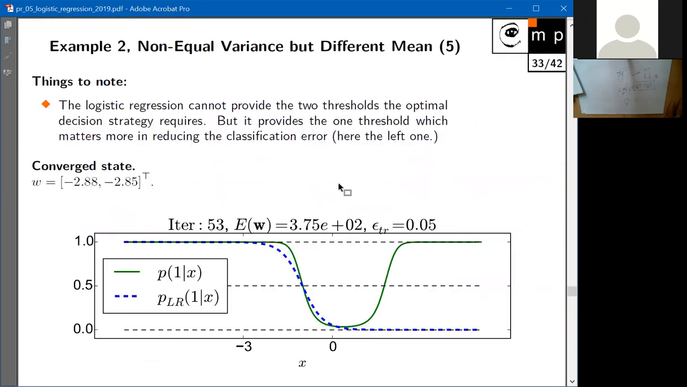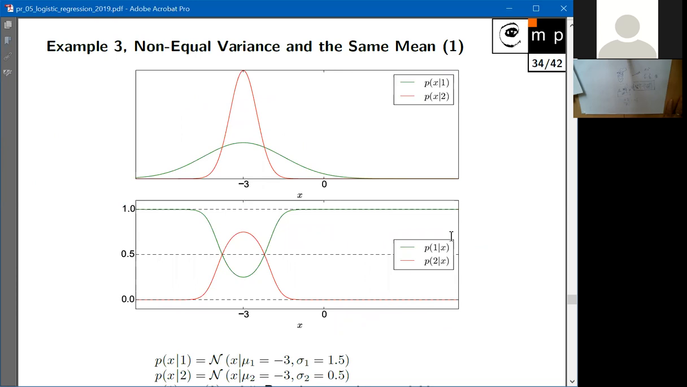So we got some training error of 5%, and the error will be quite similar to the Bayesian classifier, because the place on the right where it's incorrectly classifying receives a very small fraction of the points, so it doesn't matter.